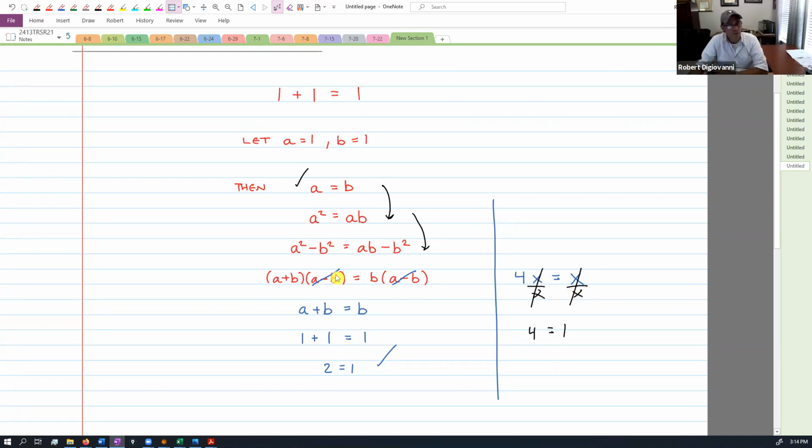It's 0. So what I really did here, and I snuck it by you, is at this step right here, I divided both sides by a minus b and canceled it, which is only allowed if a minus b isn't 0, but a minus b is 0. So I divided both sides by 0. And that's why I have that incorrect result.